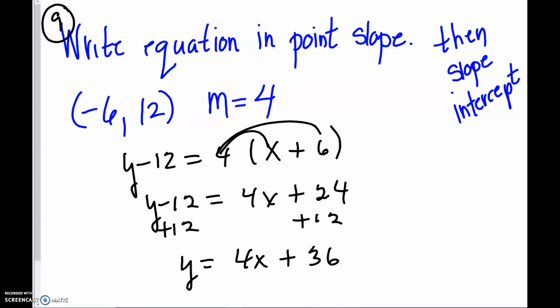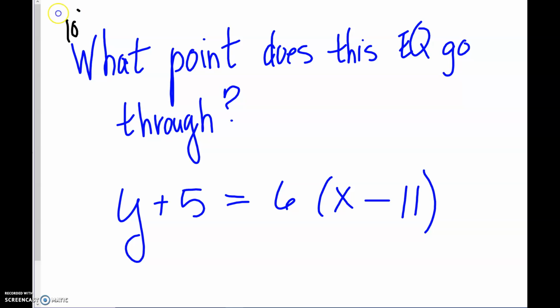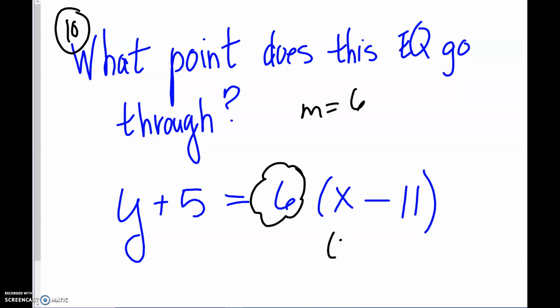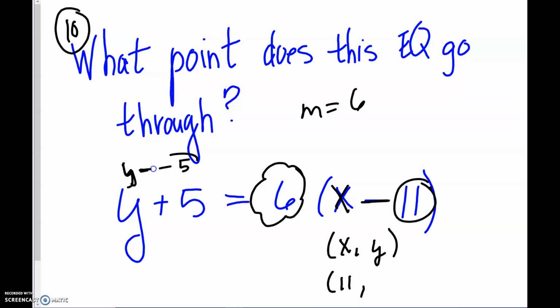So the y-intercept here is 36. All right, number 10. What point does this equation go through? So it wants you to pull out a point. Well, we know that slope is 6, because remember, that's always in front. And we write an ordered pair, it's x comma y. Now remember, the formula is x minus, so the number that's left here is 11. And if this is supposed to be a 5, that would be y minus a negative 5. So we've got y minus, and the number we need is a negative 5. So the ordered pair or point that this equation goes through is 11, negative 5.